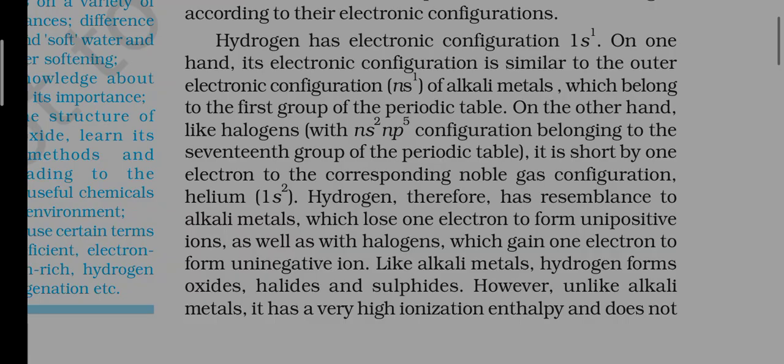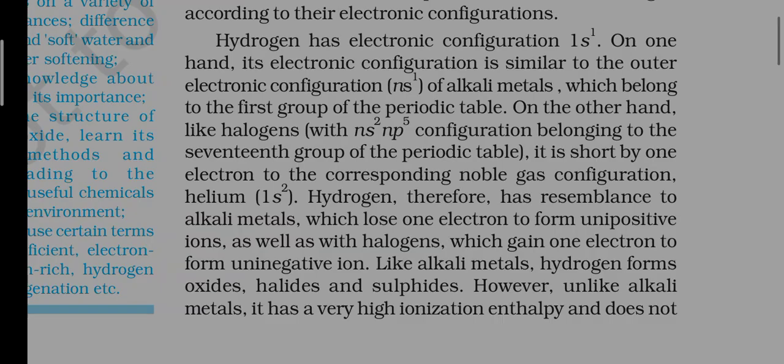On one hand, its electronic configuration is similar to the outer electronic configuration of alkali metals, which belong to the first group of the periodic table. On the other hand, like halogens, it is short by one electron to the corresponding noble gas configuration, helium. Hydrogen therefore has resemblance to alkali metals, which lose one electron to form unipositive ions, as well as with halogens, which gain one electron to form uninegative ion.